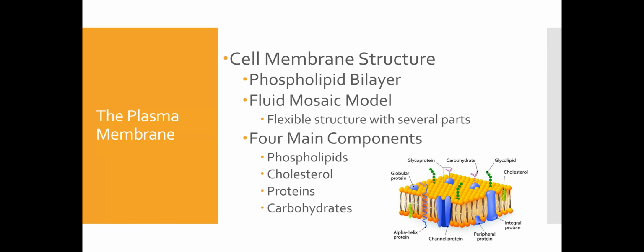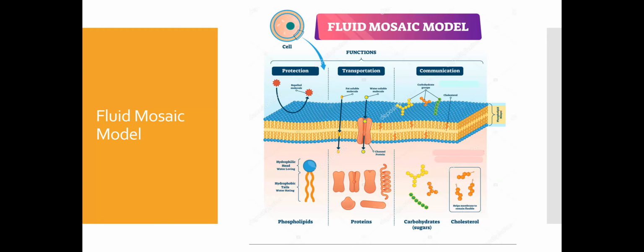The fluid mosaic model describes the fact that it is flexible and changing, but it also has multiple components, and that's where you get that mosaic portion. So there are four main components of the cell membrane, the main one being the phospholipids, but we're also going to include cholesterol, proteins, and carbohydrates. Of all of our macromolecules that we talked about, three of the four can be found in our cell membrane. And here's another example of what it could look like.